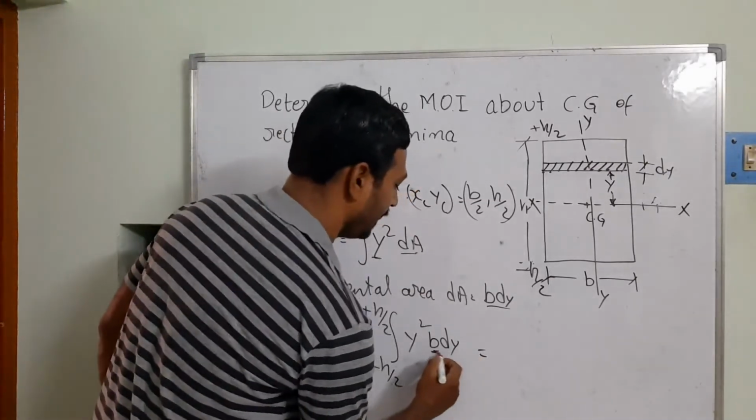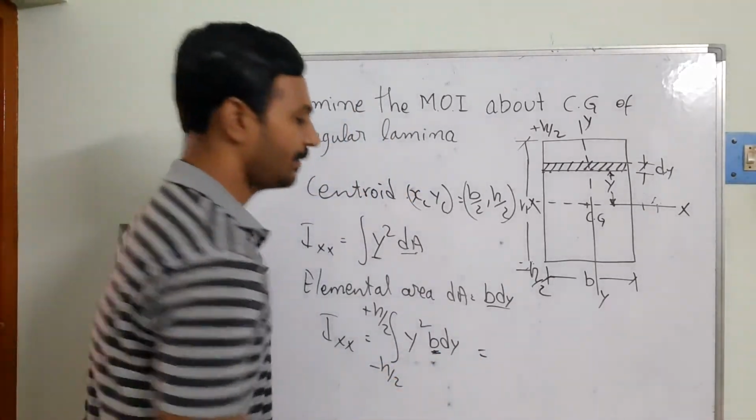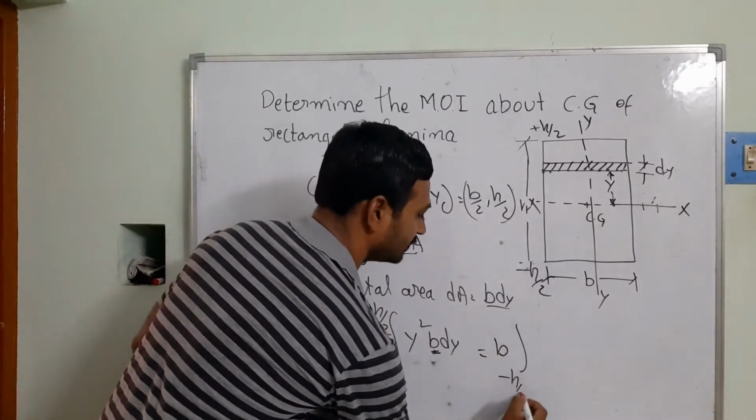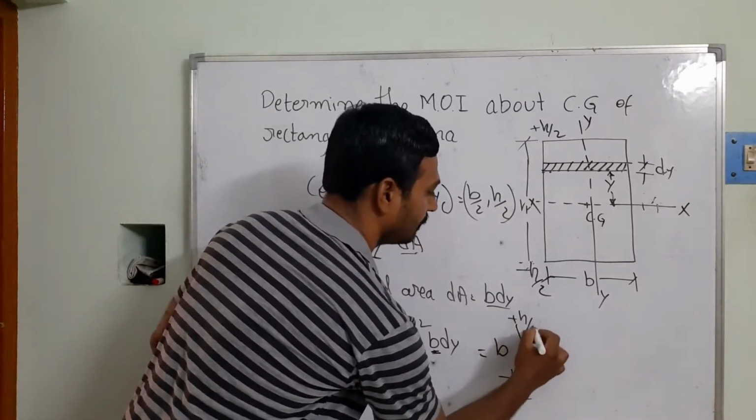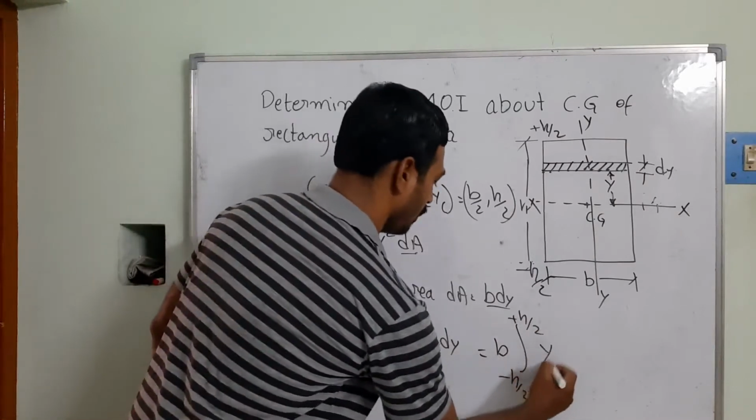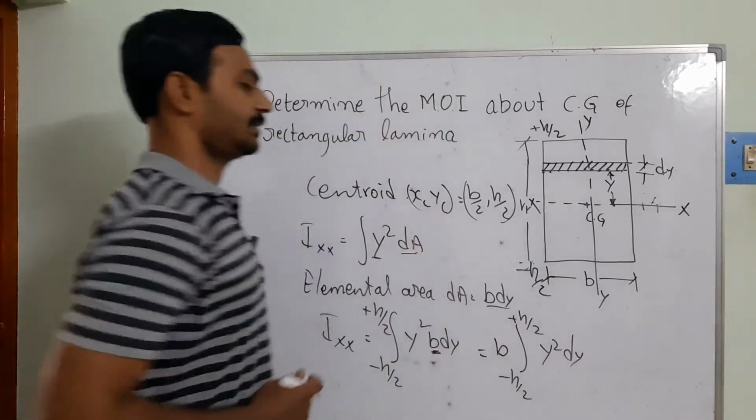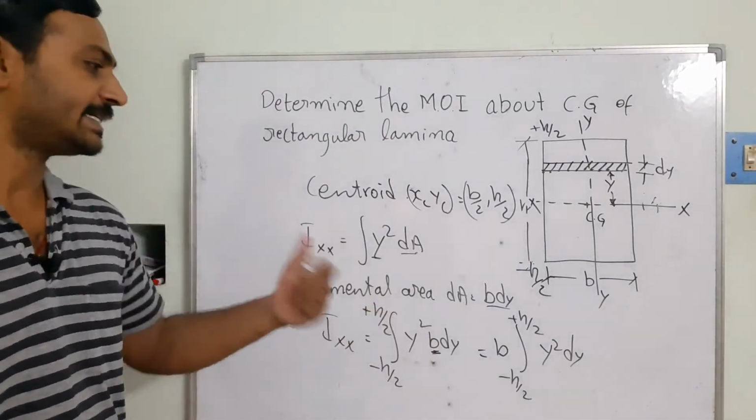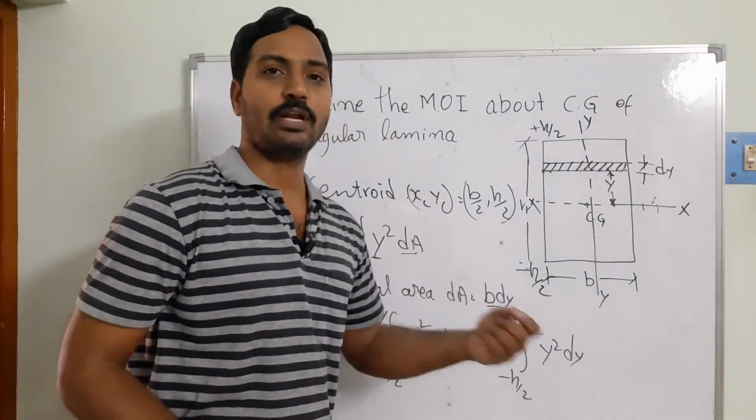So that means b is going to be constant in this equation, that's the b I am going to be taking out, and the integral from minus h by 2 to plus h by 2 of y square dy we will get. Once we took out the constants and the variable parameters, we are going to be integrating.